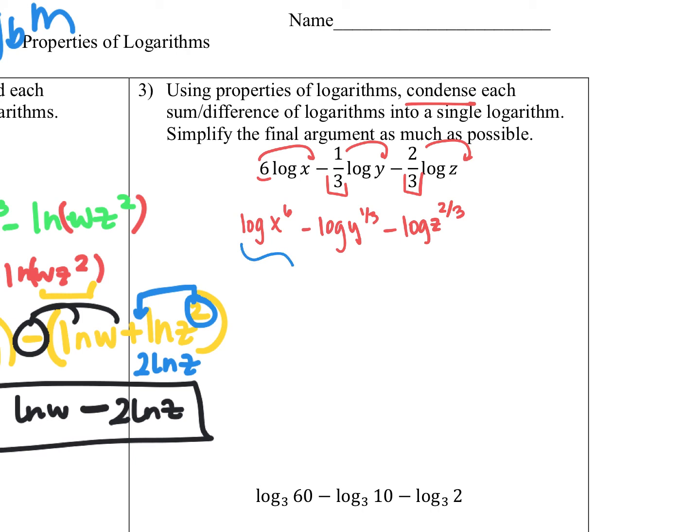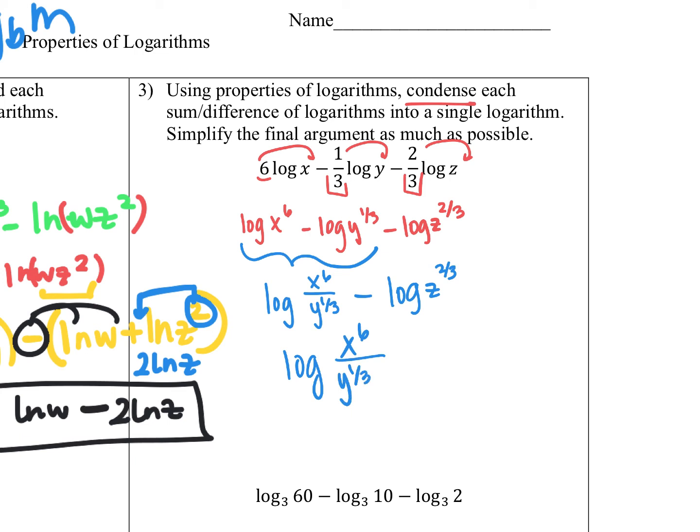Now I have log of these 2 things, and they're subtracted. You can write that as a single log and write this as division. And then we have another subtraction. So again, you're subtracting these logs. This is going to again be in the denominator, becoming log of x to the 6th over y to the 1/3, z to the 2/3. So we wrote it as a single logarithm.